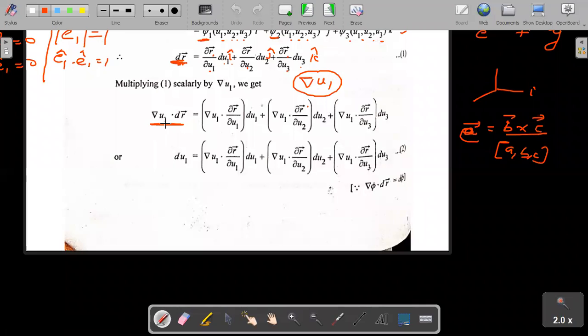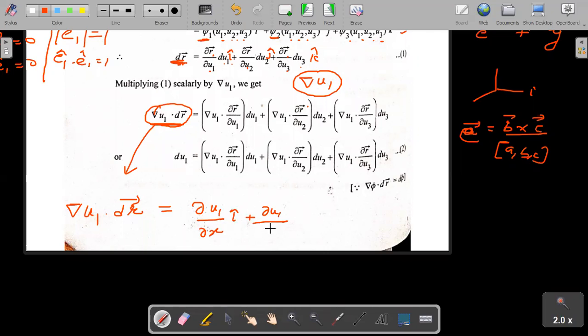Let us elaborate this term. What will be this? Del u1 dot dr. Let us try to find this. What is del u1? Del u1 will be del u1 by del x i cap plus del u1 by del y j cap plus del u1 by del z k cap.